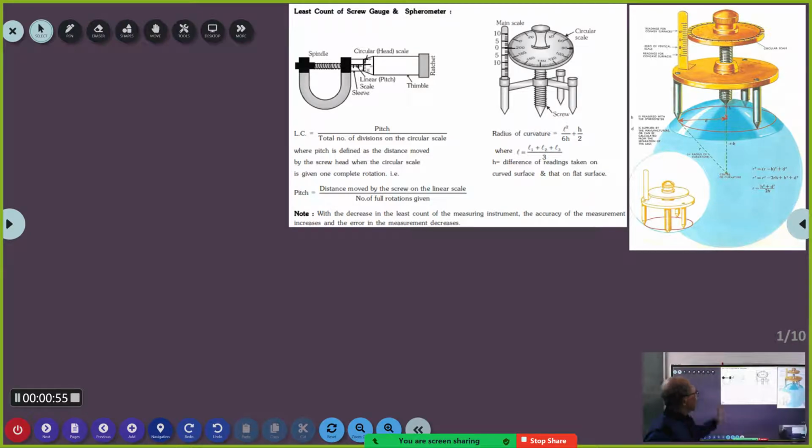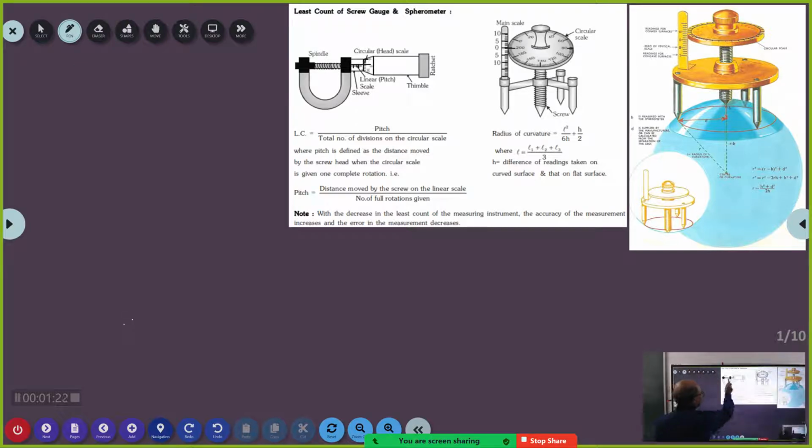I think you have handled the screw gauge, and the spirometer. Yes, sir, both. Very good. So you are familiar with all of these. In the case of screw gauge, as you can see here, the least count is what? The pitch.